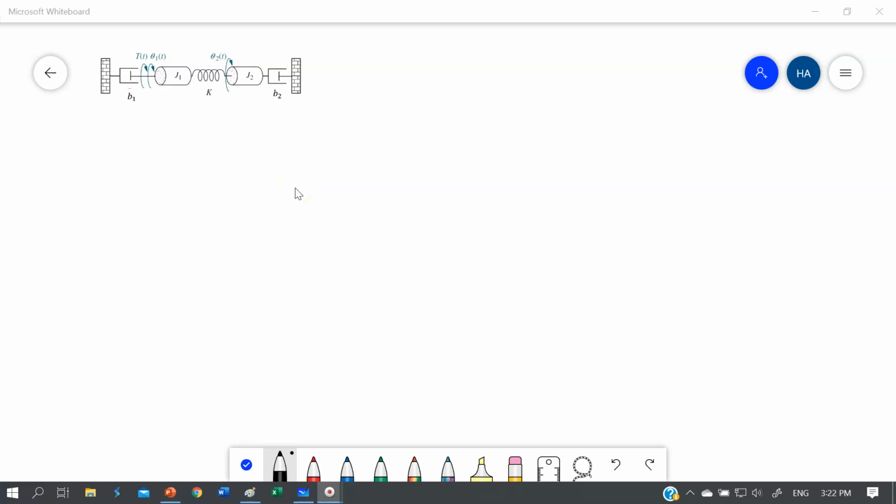In this video, I will show you the solution to problem number 3 on modeling of mechanical system. In this figure, you are given a mechanical system with rotational motion. So you have here the J1, which is referring to inertia. So inertia 1, inertia 2, with rotational motion of angular displacement theta 1 and theta 2.